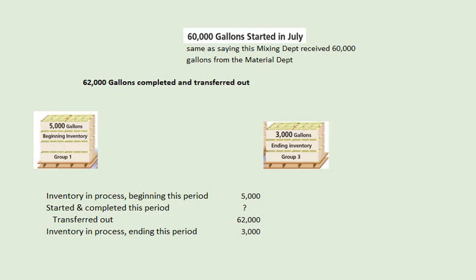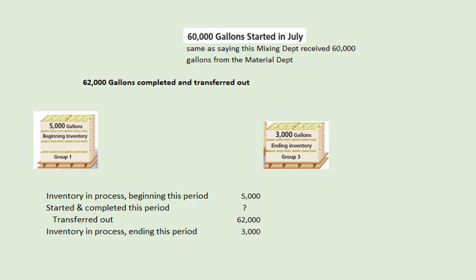In this chapter, you get a problem like this one. The problem gives you a set of information and you have to find the missing information, the amount of units that started and completed this period. And the information that it provides you is that the mixing department received 60,000 gallons from the material department.